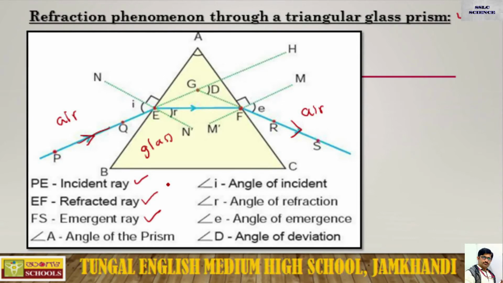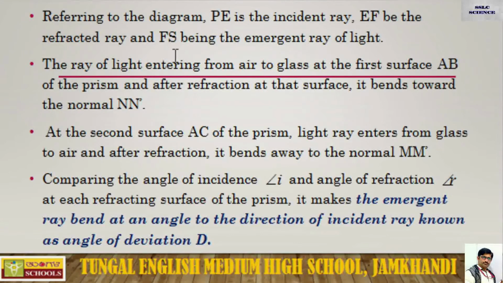So PE is the incident ray, EF is the refracted ray, and EF is considered as an incident ray inside that. No problem. After emerging out from FS, that is called the emergent ray of light. So this will be the path of the ray of light from air to glass, glass to air. Okay. Now try to compare. I have written here whatever I explained.